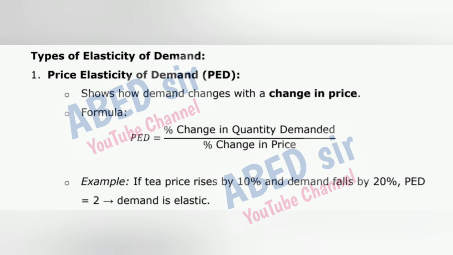Types of elasticity of demand. Price elasticity of demand, PED, shows how demand changes with a change in price. Formula: PED is equal to percent change in quantity demanded divided by percent change in price. Example: if tea price rises by 10% and demand falls by 20%, PED is equal to 2, demand is elastic.